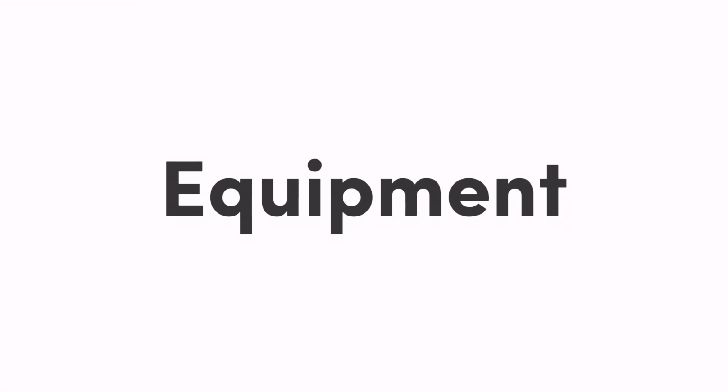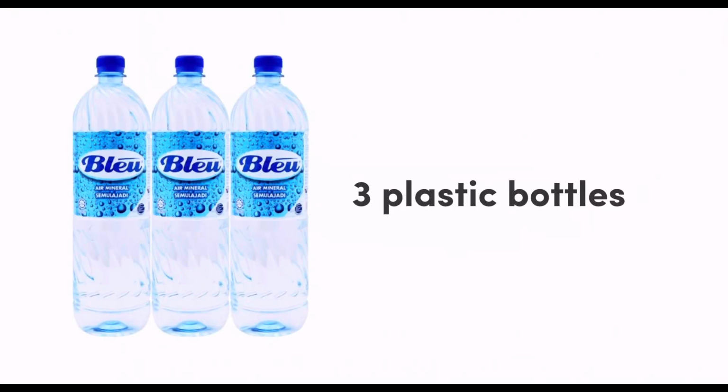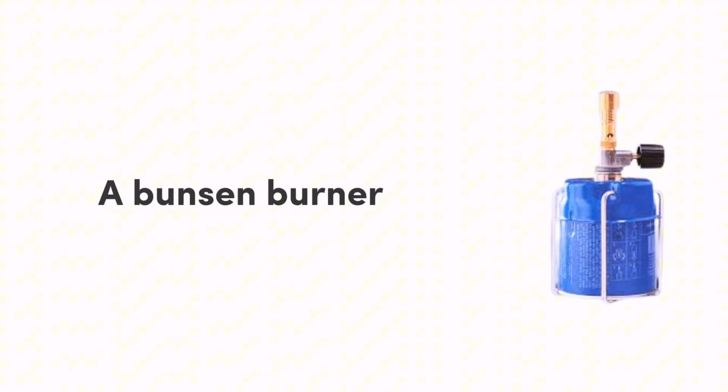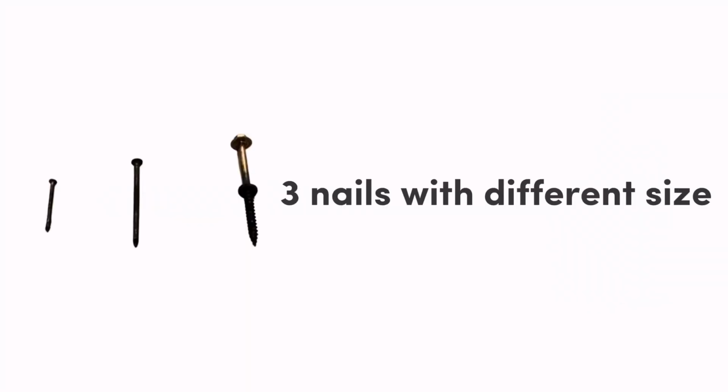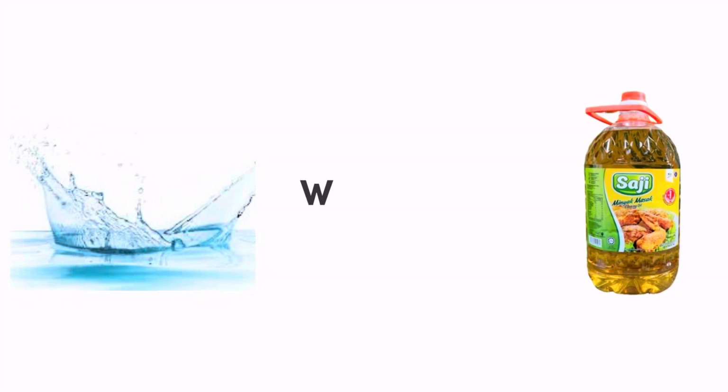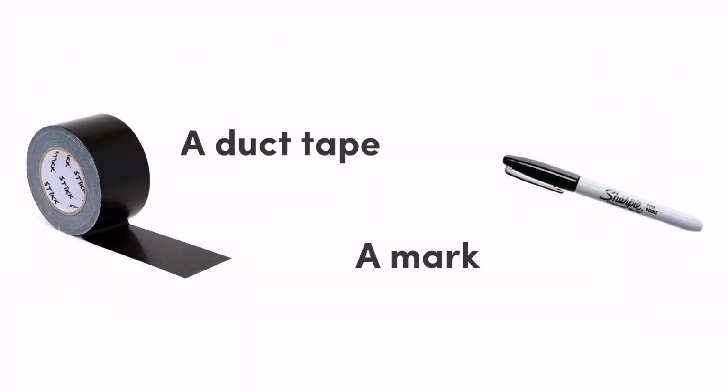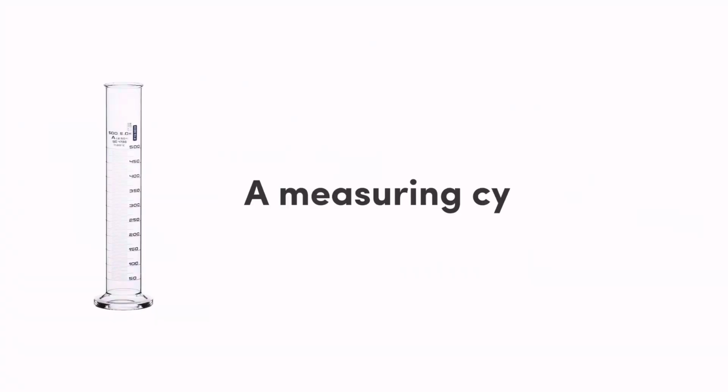For this experiment, we're going to use 3 plastic bottles, a Bunsen burner, 3 nails of different sizes, water and oil, duct tape and a marker pen, and lastly a measuring cylinder.